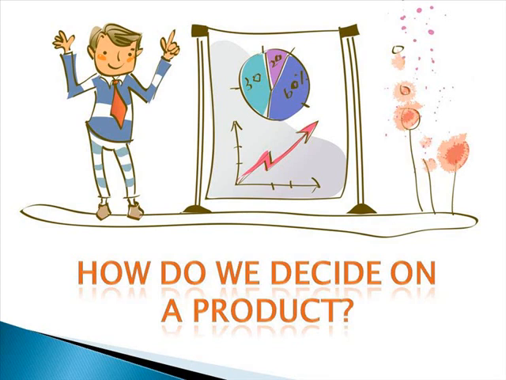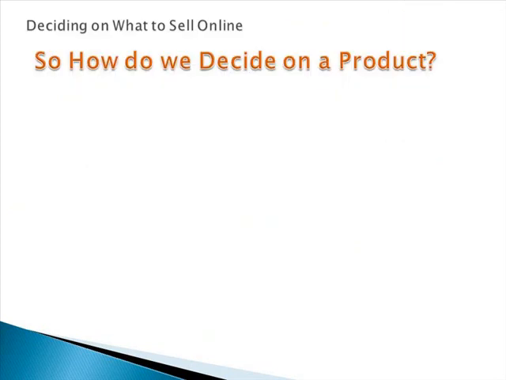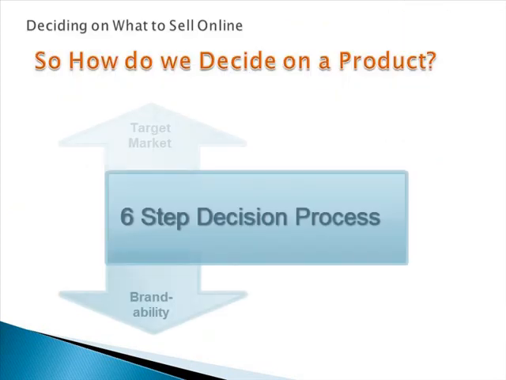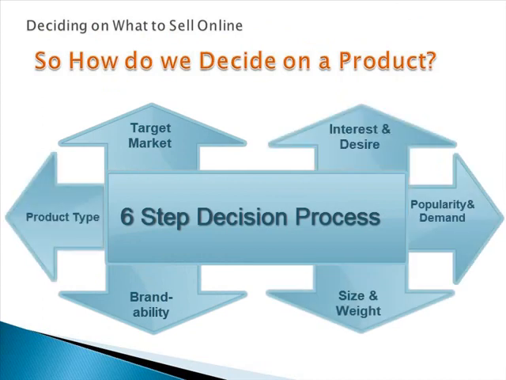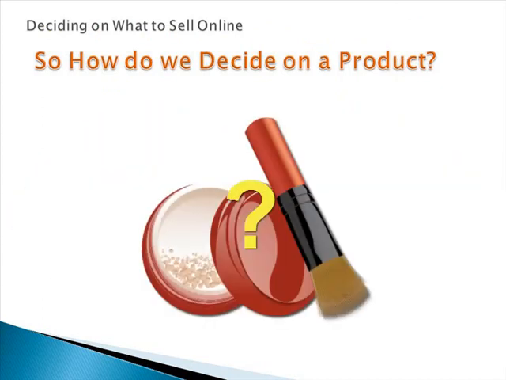Now we'll be talking about how do we actually decide on a product. To make deciding on your product even easier, we've created a 6-step decision process that allows you to really think about the product that you're intending to sell online.